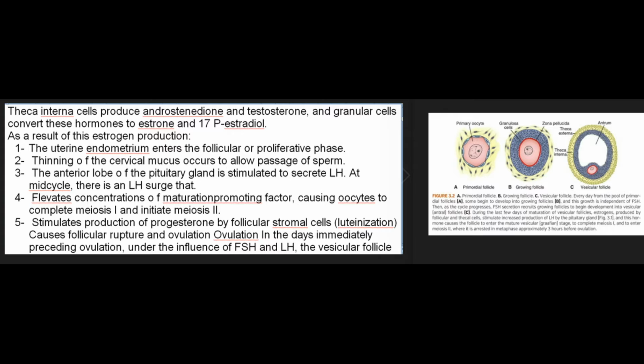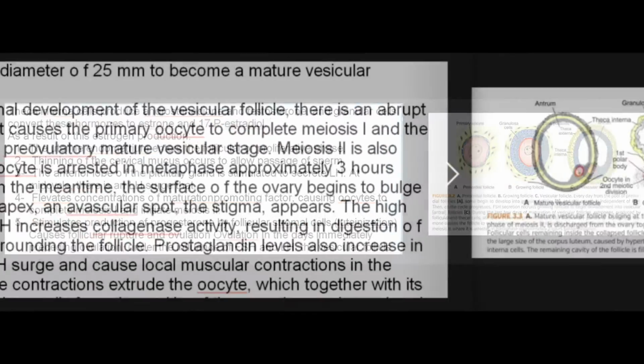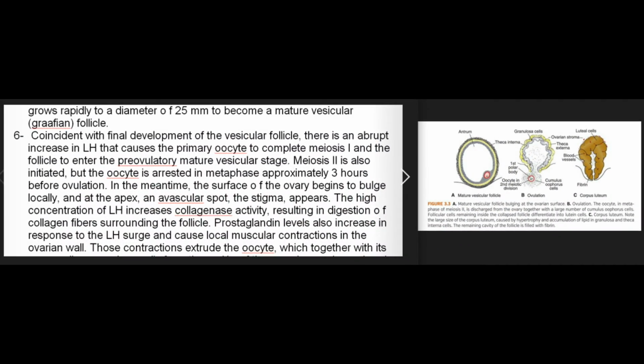3. The anterior lobe of the pituitary gland is stimulated to secrete LH. At mid-cycle, there is an LH surge that 4. Elevates concentrations of maturation promoting factor, causing oocytes to complete meiosis I and initiate meiosis II. 5. Stimulates production of progesterone by follicular stromal cells, luteinization, causes follicular rupture and ovulation. In the days immediately preceding ovulation, under the influence of FSH and LH, the vesicular follicle grows rapidly to a diameter of 25 mm to become a mature vesicular, Graafian, follicle.